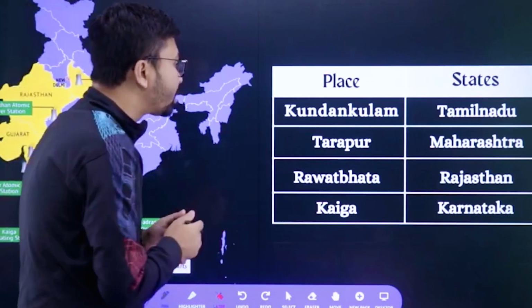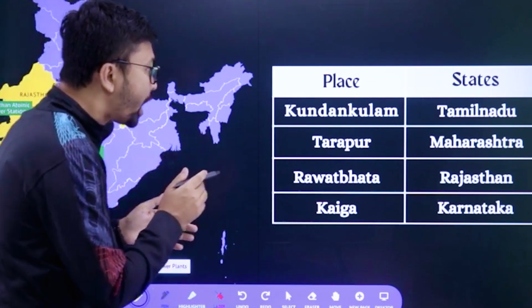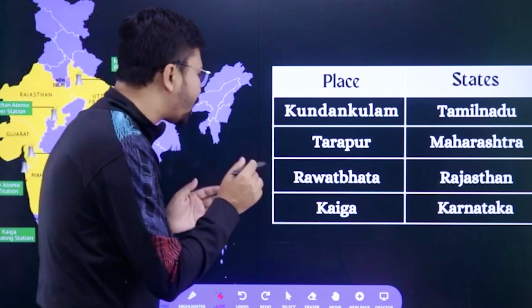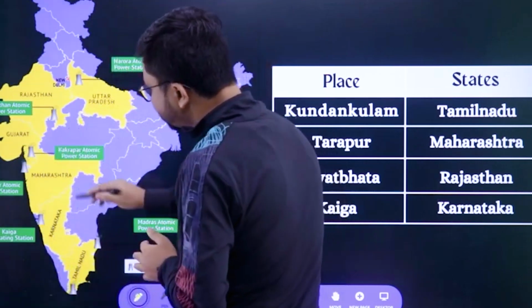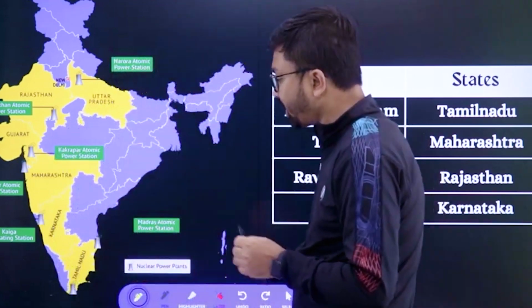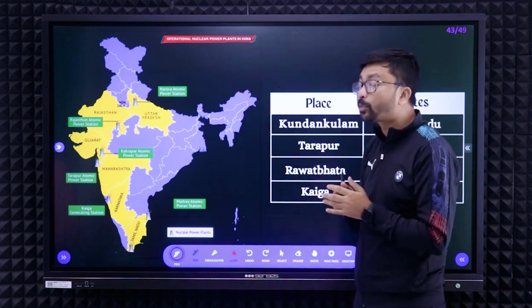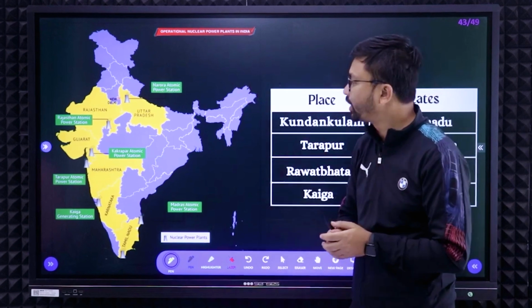Now here you need to know the places where the nuclear power plants are. In Tamil Nadu, Kudankulam; Maharashtra, Tarapur; Rajasthan, Rawatbhata; and Karnataka, Kaiga. Those are the places where nuclear power plants are there. Remember, the best advantage of a nuclear power plant is that it can produce a huge amount of heat and energy.